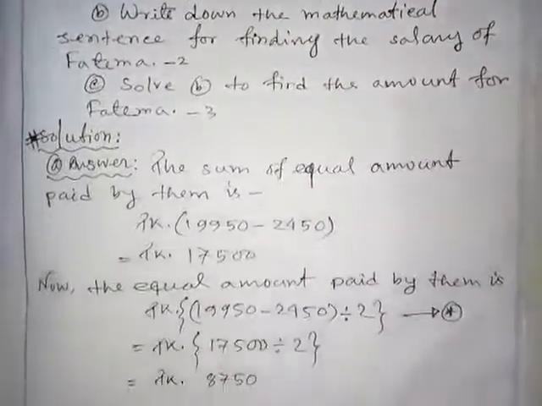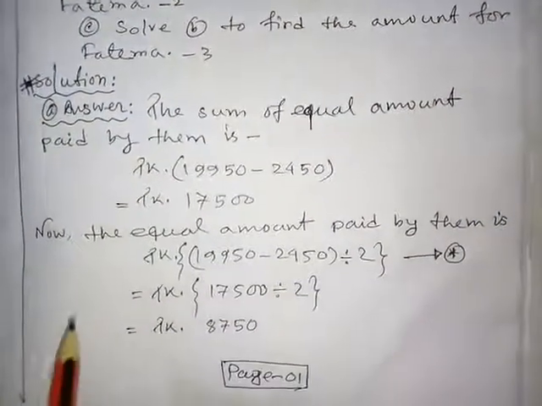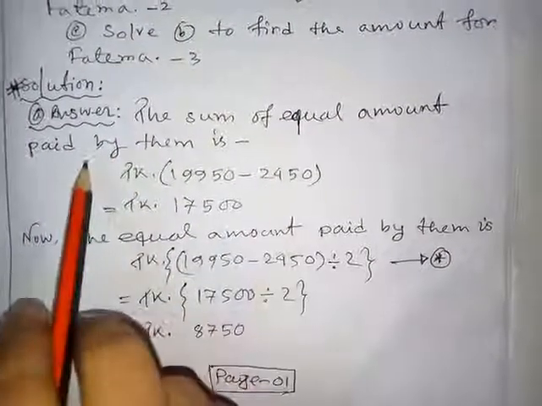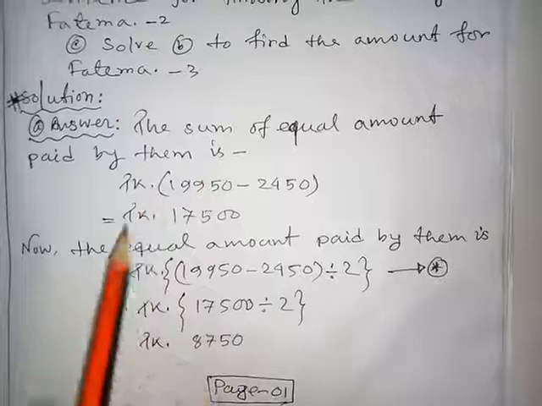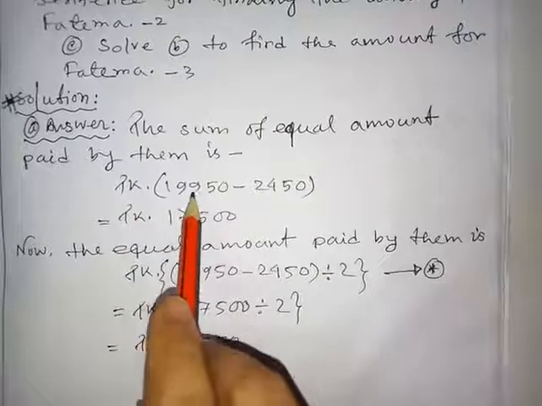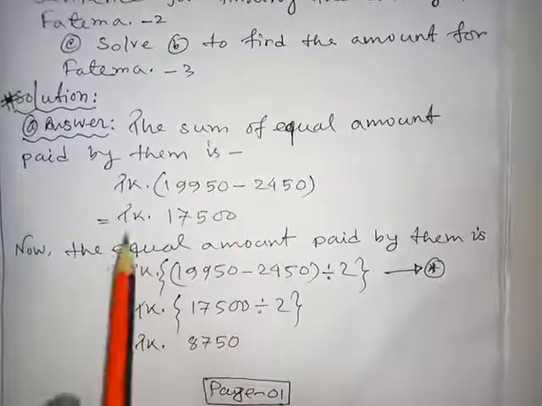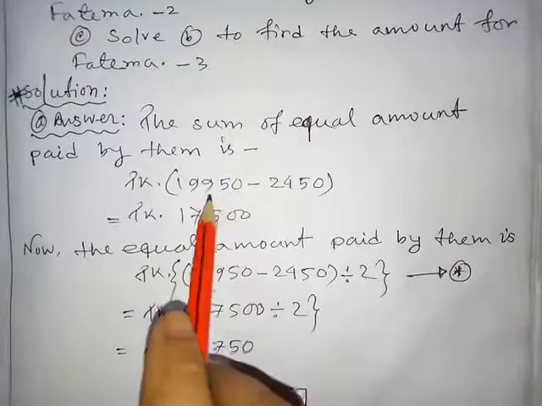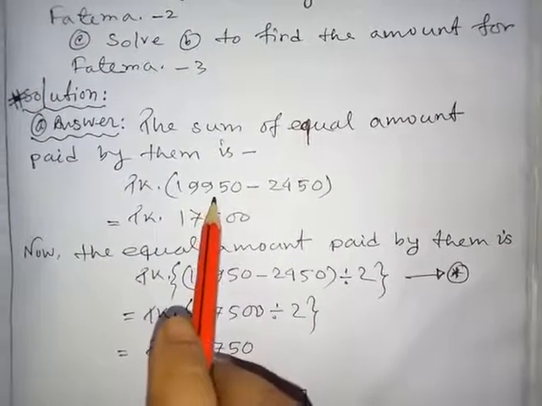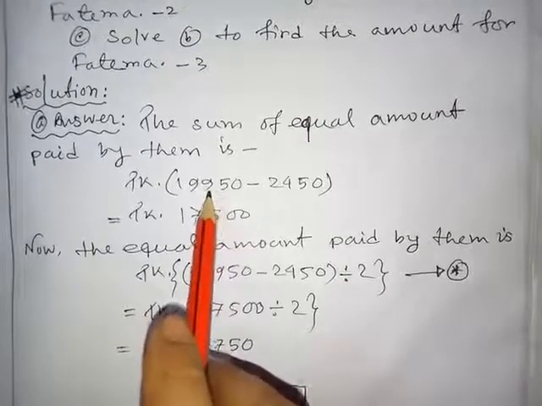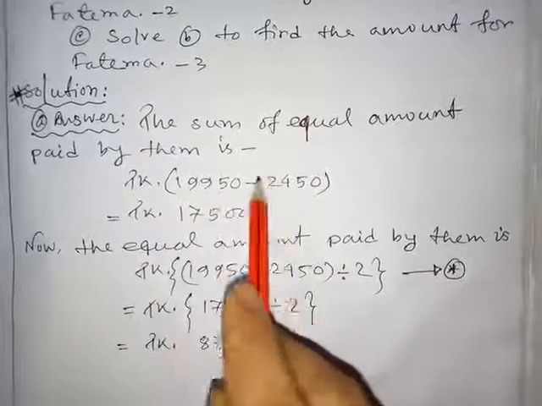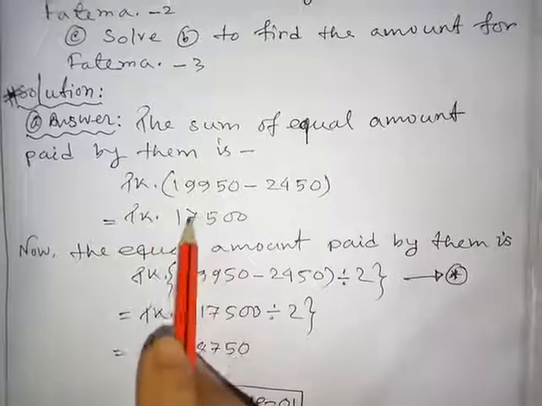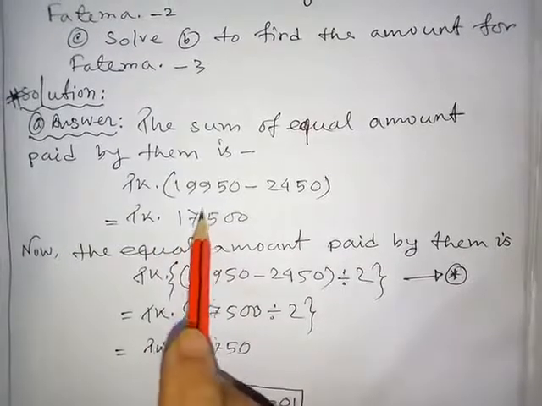So let's start the solution. Solution A: the sum of the equal amounts paid by them is the total amount minus this. What is happening here actually? According to the question, this is the total amount given to Farida and Fatima, and there is also some extra part given to Fatima. So if we subtract the extra part, we get the sum of the total amount of their equal parts.